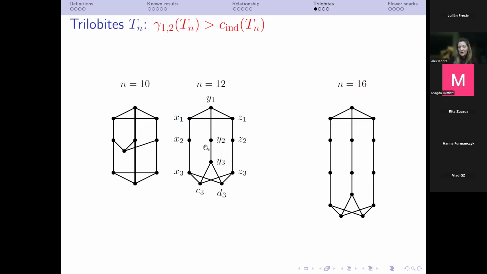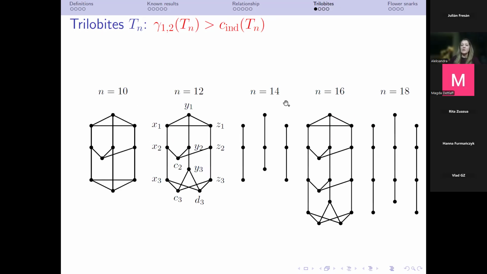Of course, this is not a cubic graph yet, but for the rest of the vertices that belong to the same layer, as we call them, these are the vertices which are drawn here on the same height, you add one additional vertex and connect it to these 3 in this layer. So here you get a claw. So bigger trilobites will have more claws. That's the only difference.